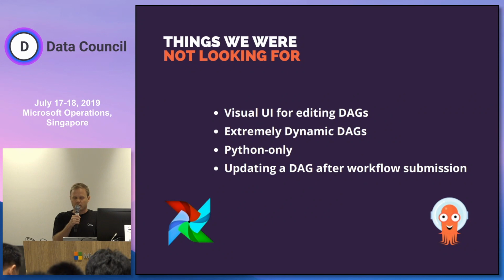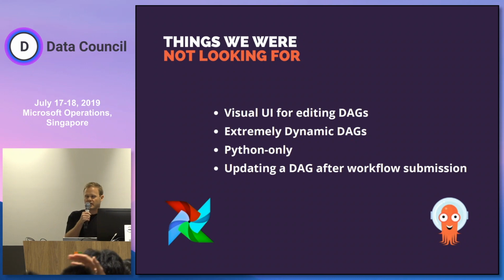A few things that we weren't looking for. We weren't looking for a visual UI for editing DAGs. We are all comfortable writing code in the team, and we prefer writing code to updating workflows in a UI. We aren't really looking for extremely dynamic DAGs. Our DAGs are mostly static, so basic conditional logic and loops are all that we really need. We don't have any use cases at the moment where we don't have a good idea of the inputs and outputs at the start of a workflow. And updating a DAG at runtime isn't something that we wanted. We consider a modification to a DAG to be a change, a new version of the DAG, and we expect it to be committed to Git.